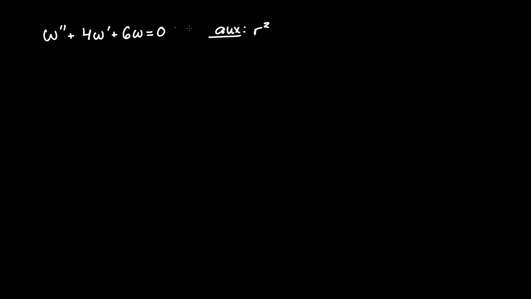So w double prime is r squared. We keep the coefficients the same, and w single prime is just r, and w with no prime is just 6, equal 0. You'll quickly come to find that you can't easily factor this and solve for r, so we're going to have to use the quadratic formula that we all know, where a equals 1, b equals 4, and c equals 6.